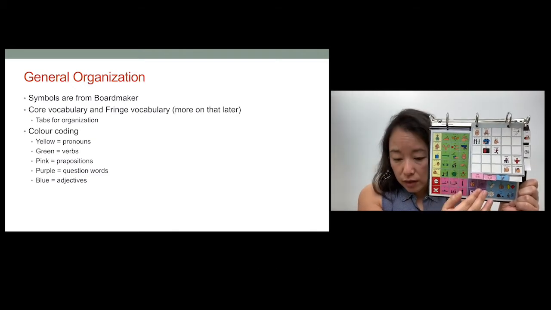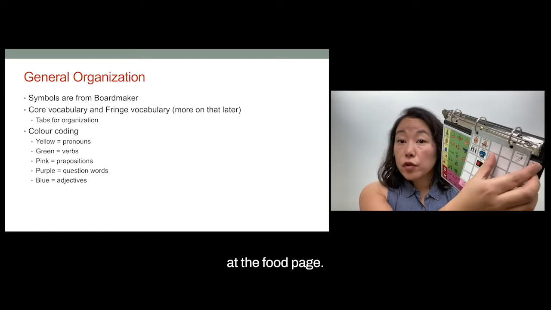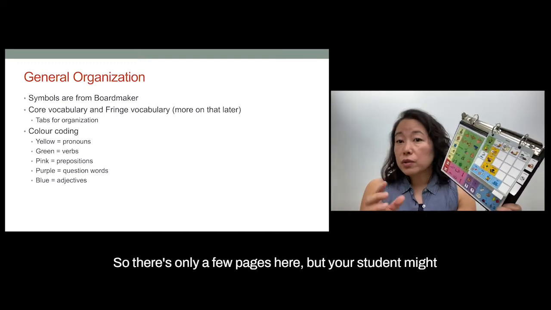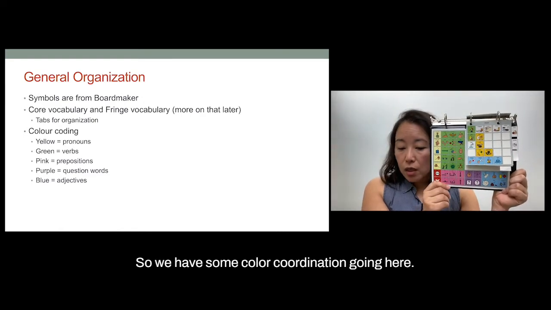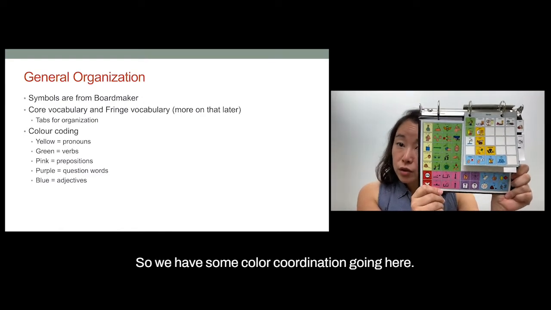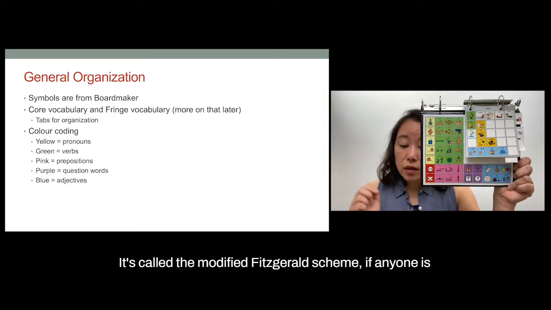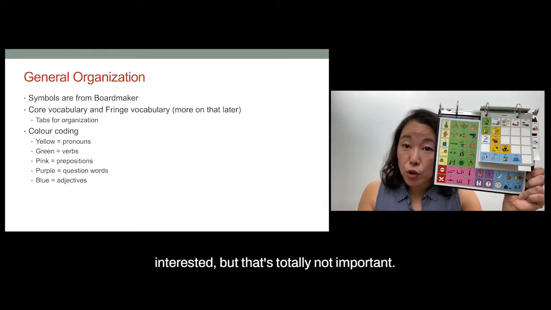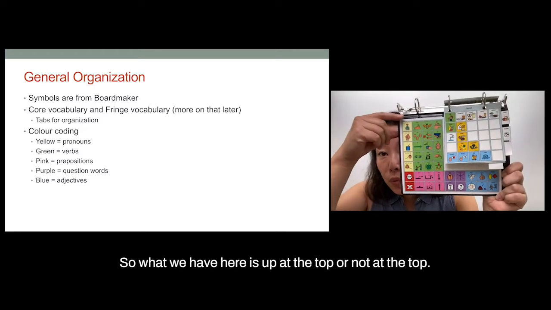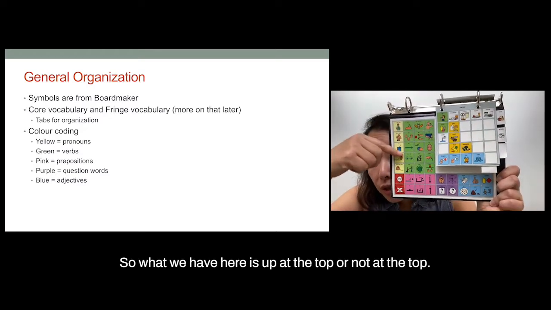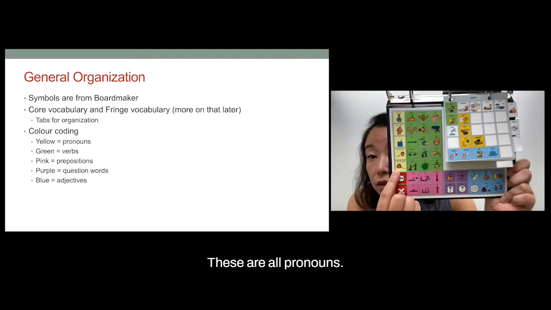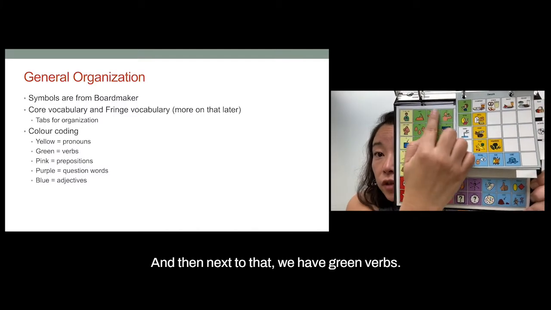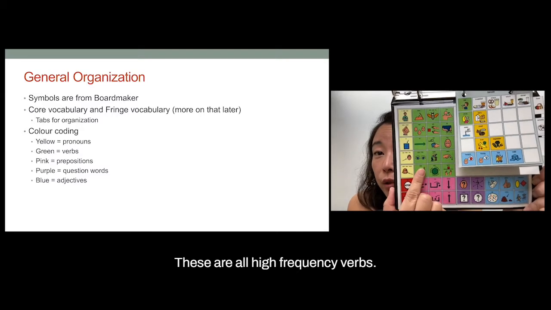We're going to look at the food page. This is just a sample, so there are only a few pages here, but your student might have lots more pages than that. So we have some color coordination going here. It's called the Modified Fitzgerald scheme, if anyone is interested, but that's totally not important. So what we have here is, at the side, yellow words. These are all pronouns. And then next to that, we have green verbs. These are all high frequency verbs.